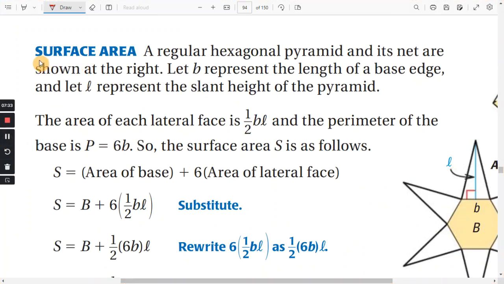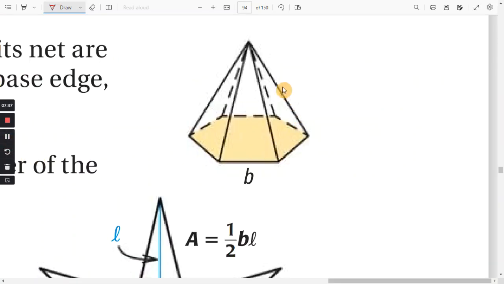Okay, moving on to surface area. A regular hexagonal pyramid and its net are shown at the right. Let b represent the length of a base edge and let L represent the slant height of the pyramid. Okay, so right here we have a hexagonal pyramid. See that all the triangles meet at a point, so it's a pyramid, and the base is a hexagon. So one side of that hexagon is lowercase b.